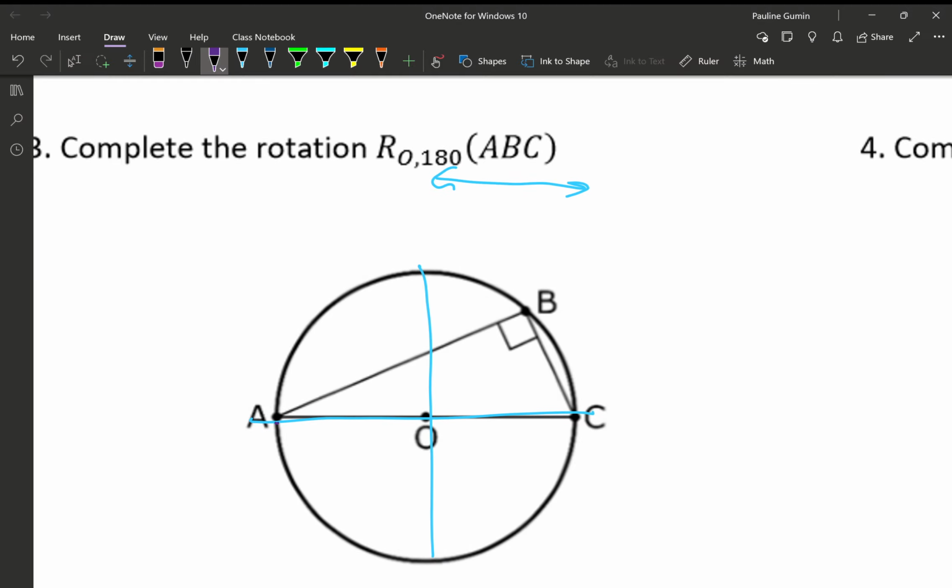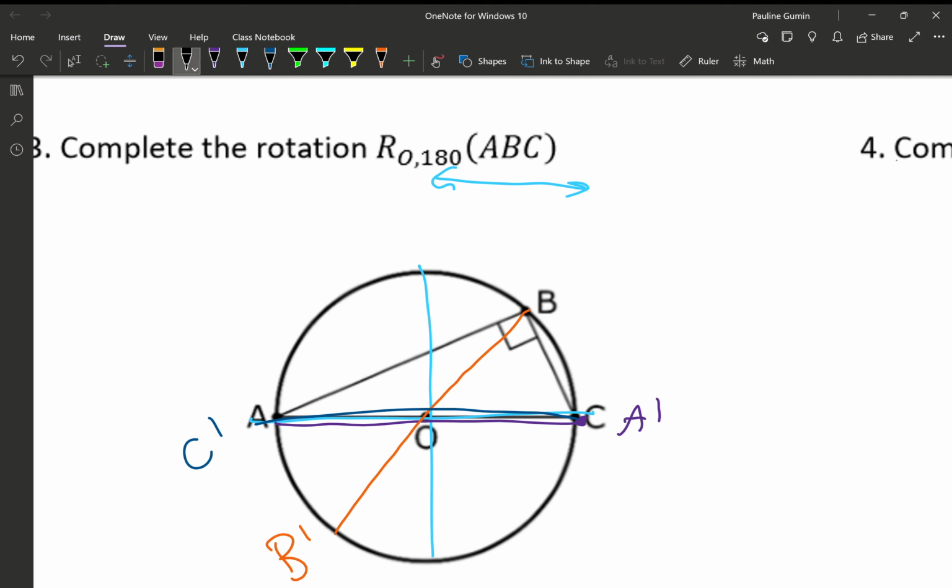All right, let's start with A. If I go straight, ends up right where C is. If I take B straight across, ends up right there. And then if we take C straight across, it ends up there. I'm going to connect A, B, and C.